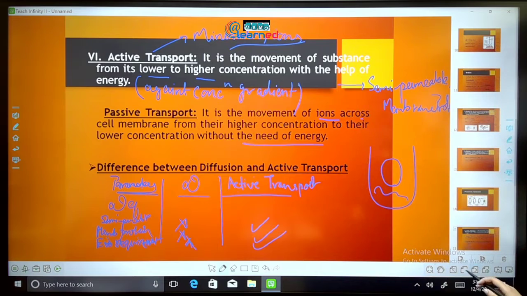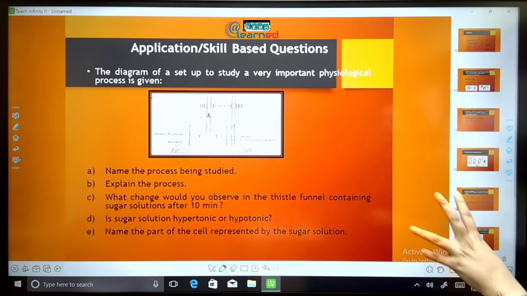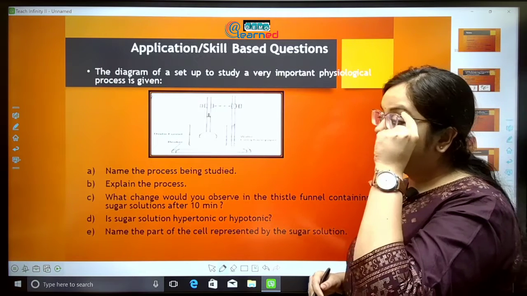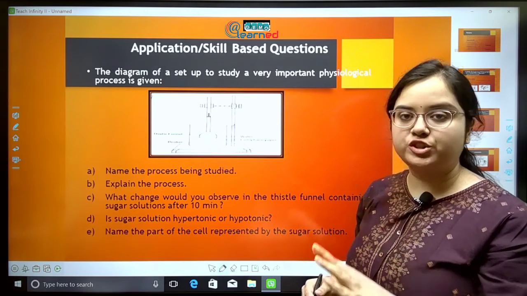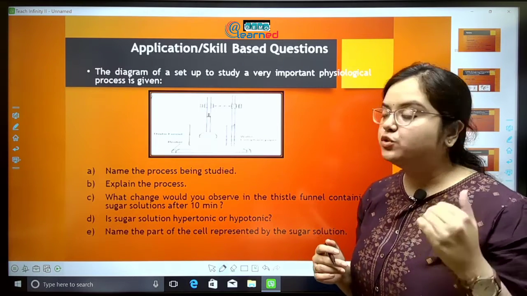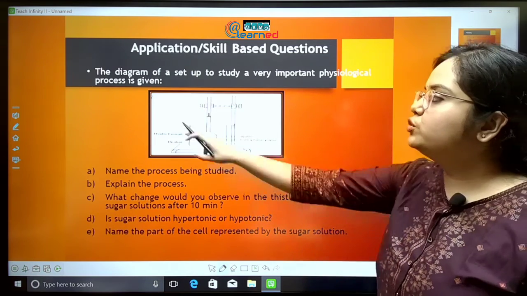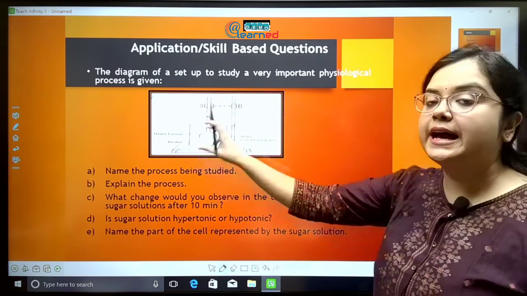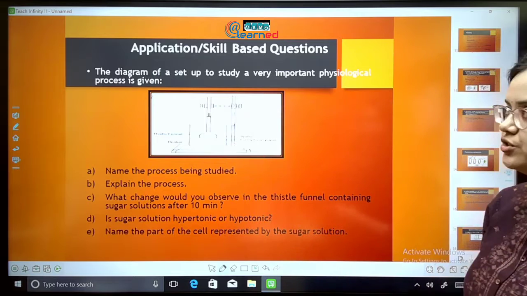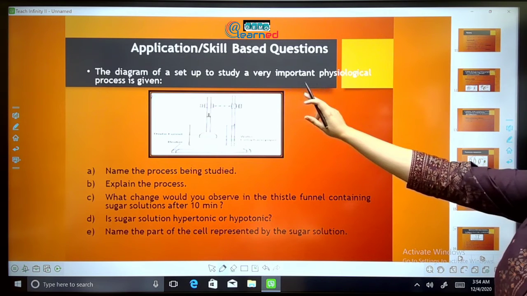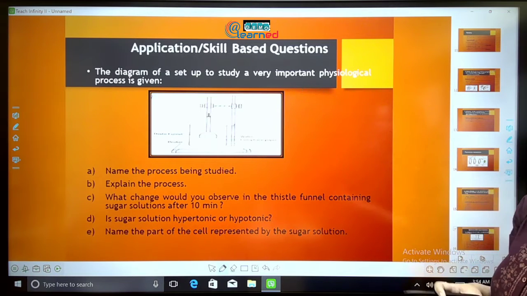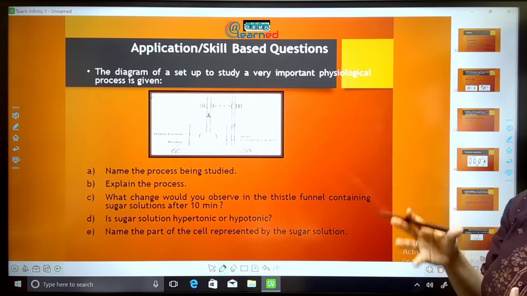Okay, now we come to the questions part. Application skill based questions. These normally come up in the second part of your question paper, where they give you 10 marks questions. Part marking will be there. So it's very important for you to go through the question, to go through the diagram in order to understand the question. The diagram of a setup of a very important physiological process has been given.